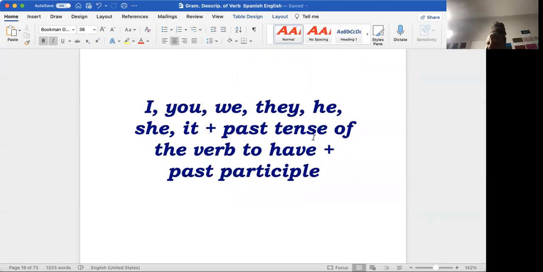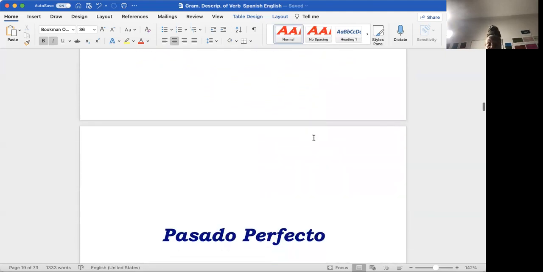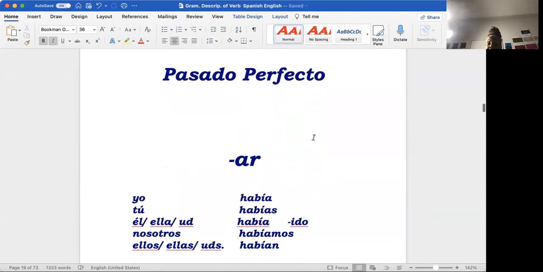Okay, and that's it. I had walked, she had walked, they had walked. But of course, you have to figure out how to use it. But that's a different video. That's it. And basically, that's it for Spanish too. Once again, we have to figure out that the main verb must be AR.